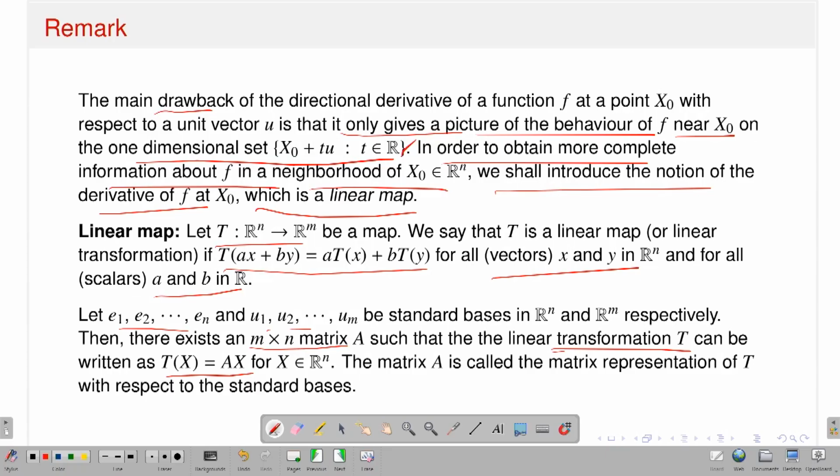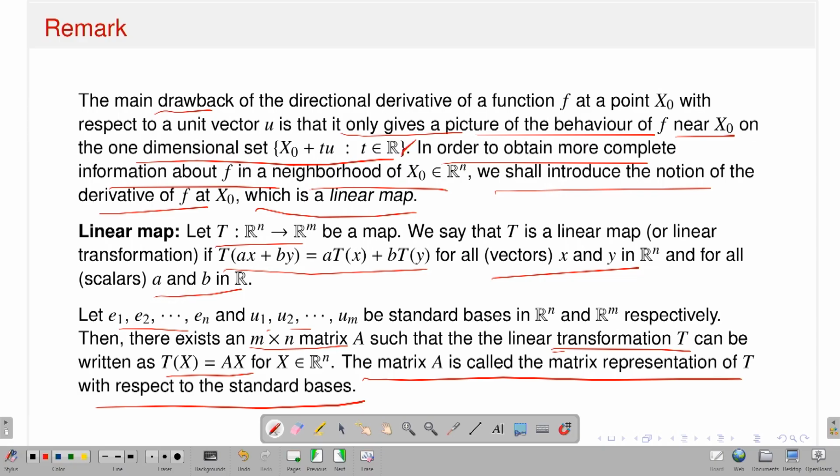So, if I have a matrix, then I will have a linear transformation. If I have a linear transformation, then there exists a matrix such that the action of T on x is nothing but A times x. This is one correspondence. I will say that the matrix A is called the matrix representation of T with respect to the standard basis. This kind of thing you might have seen in linear algebra courses: there is a one-to-one relation between linear transformations and matrices.